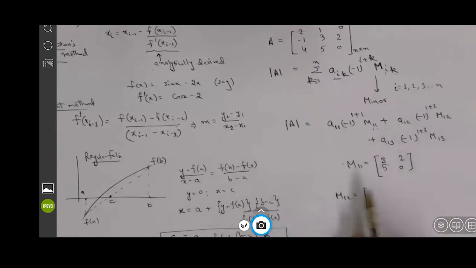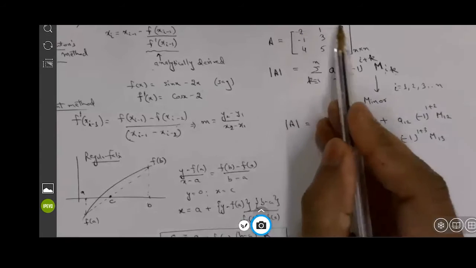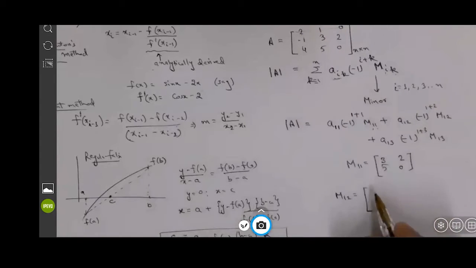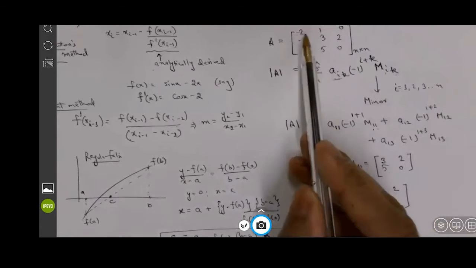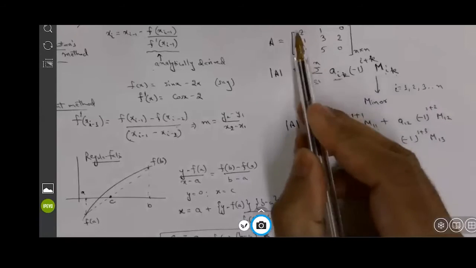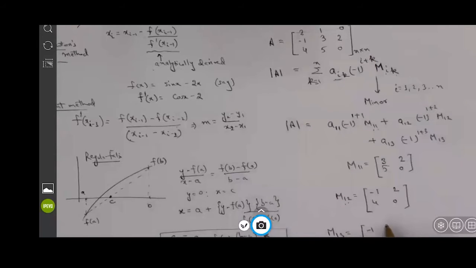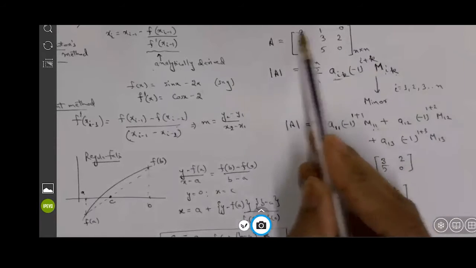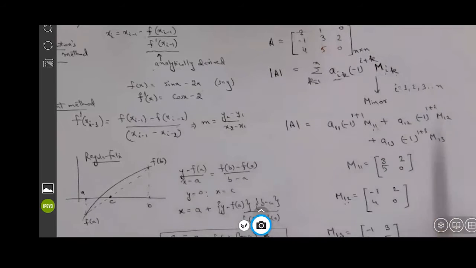So when I say M12, it will be first row and second column. Whatever is left will be the minor. So minus 1, 2, 4, 0. You eliminate the first row, second column, and whatever is left will be your minor. Similarly, M13 will be eliminating first row and third column, and what we get is minus 1, 3, 4, and 5. So what you are saying, Savisa, is about M13. And M12 is first row and second column, remaining is minus 1, 2, 4, 0.